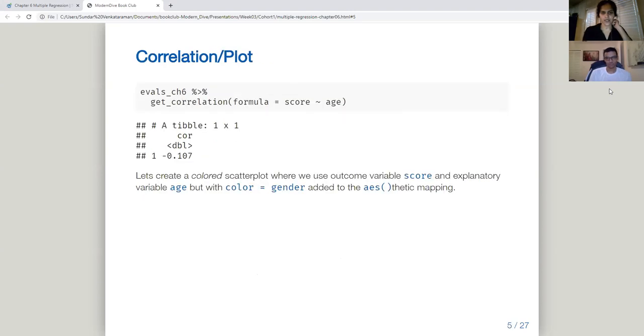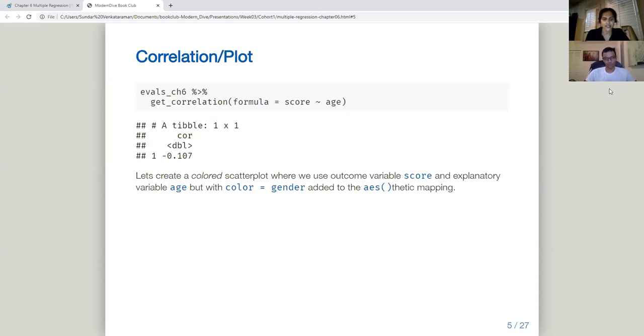We are also going to do a correlation between the score and age, and it really doesn't look so great. It's minus 0.107. Even though it's a negative slope, the correlation is still fairly poor. So what we are going to do now is take a look at age and teaching score on the X and Y axes respectively, and color by gender just to see what it looks like. This is the third step of our EDA, where we run it through ggplot to get a fair idea of what the distribution of the data is and how the data is spread.